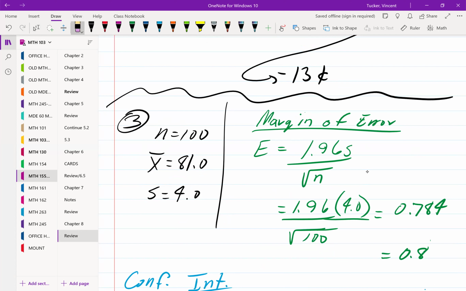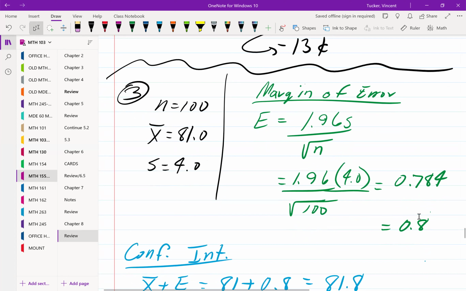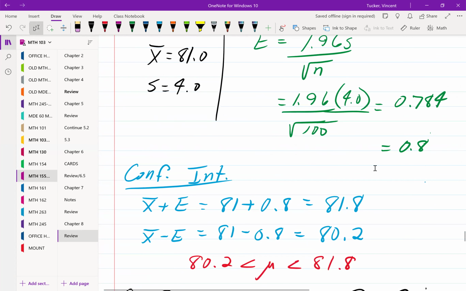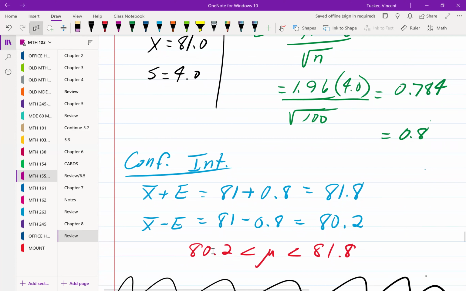And that should give you 0.8. And that's what it asks for, the decimal. It gives you 0.784, and round it to one decimal, which is 0.8. And that was the first answer that they asked for, the margin of error. Then to find the confidence interval, you add that to your mean and subtract it from your mean. So that's 81 plus 0.8, which is 81.8, and then 81 minus 0.8, which is 80.2. And the 80.2 is your lower value in your confidence interval. 81.8 is the higher value.